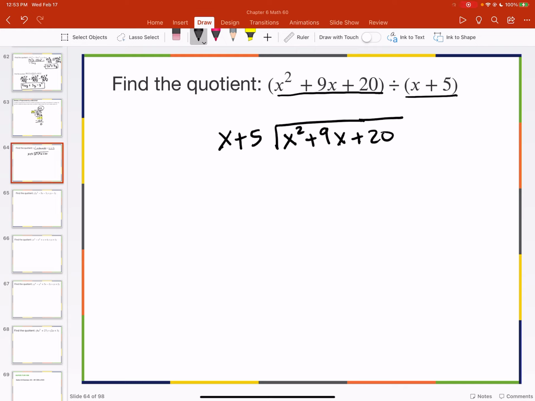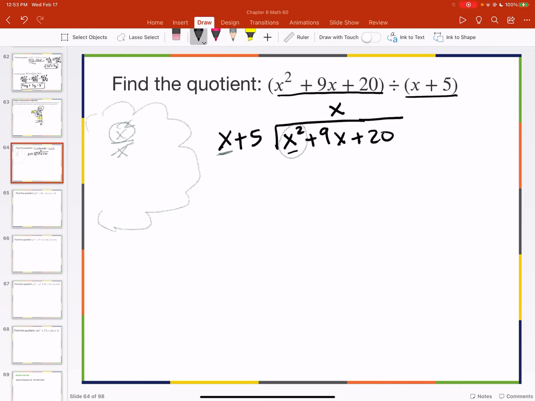Okay, so I ask myself, what times x will give me x squared? Well, that's easy. If you need extra help, this is a step that you can do. You take the first term inside, and then you take the first term in the divisor, and basically divide the two. And then what's left over, that's going to be your starting point. That's going to go up here.